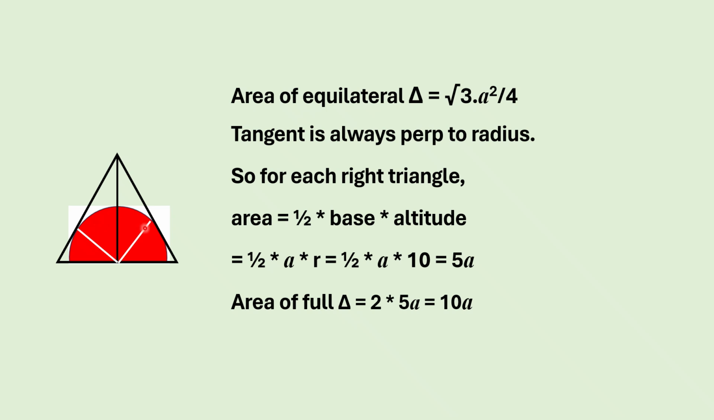So the left half and the right half, each area will be equal to 5A, so the total will be equal to 10A. For each half, the side is the base and the altitude is the radius. So half into A into R, the radius is 10, so we get 5A. So each of the right angle triangles has area 5A, and the full triangle area is 10A. And this 10A is equal to the area root 3 A square by 4.